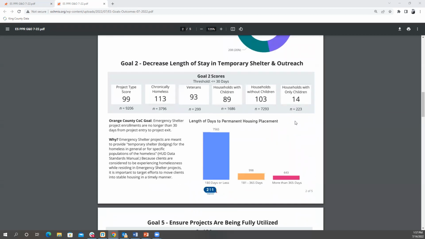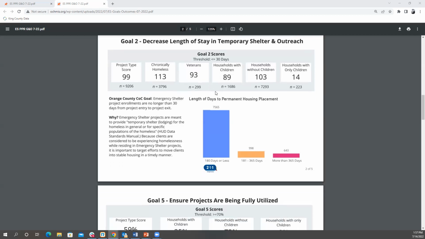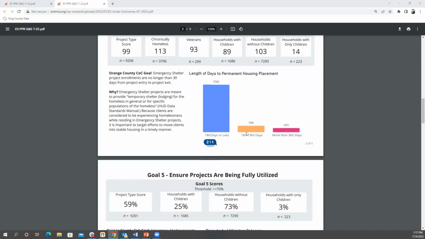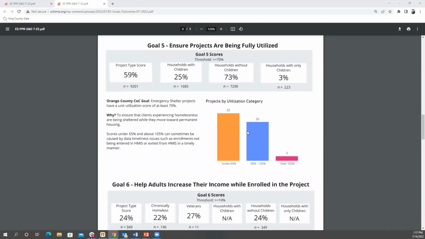All right, goal 2 is looking at the length of time that clients are staying in emergency shelter projects. Again, most of the populations are fairly close, except for households with only children. And again, it's because of that special population. The good news is that 82% of the enrollments that were included in this measure are meeting the current threshold. So that is good news. We're on the right track.